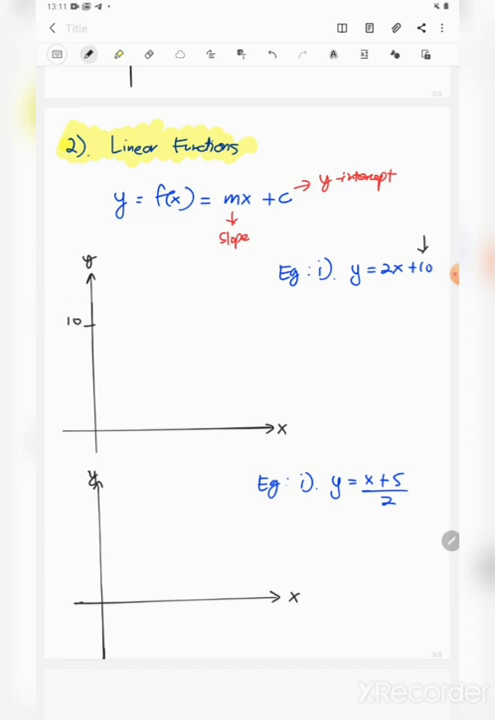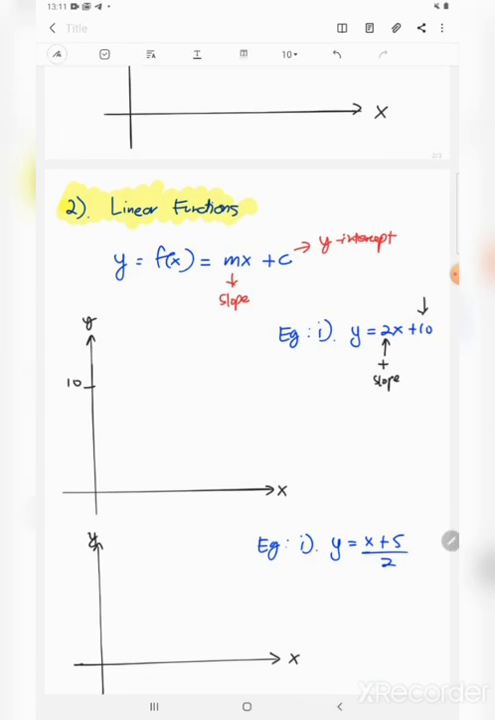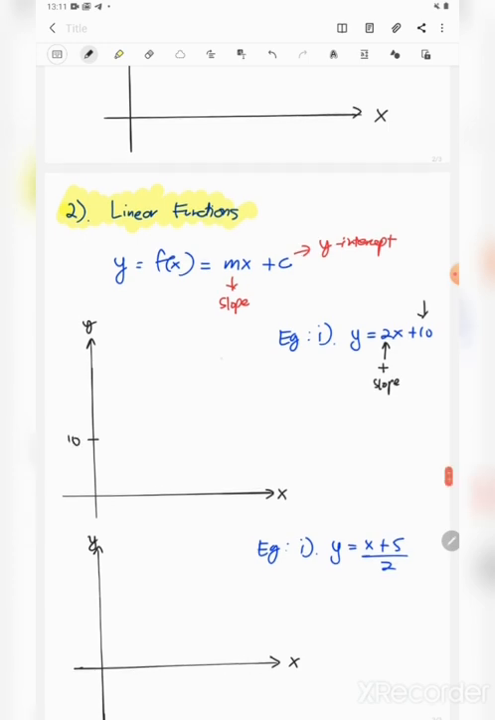The easiest way to sketch is to plot the y-intercept, and since we have a positive slope, the graph will go up. Since my scale is not accurate, I will adjust this one. Might be here, for the y-intercept. So now you can just sketch the straight line.